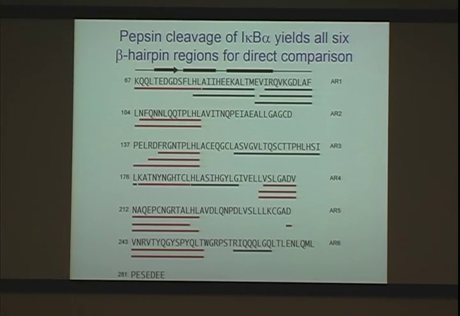So what I'm going to show you now is just data from these beta hairpin regions of each repeat compared one to the next, because it is a little tricky to analyze hydrogen deuterium exchange data of these peptide regions when they might cover several different secondary structural elements or different parts of the protein.